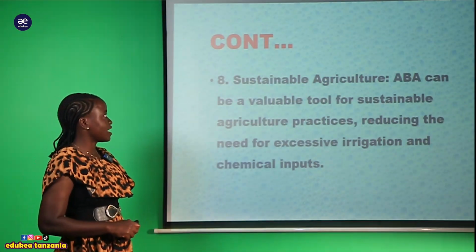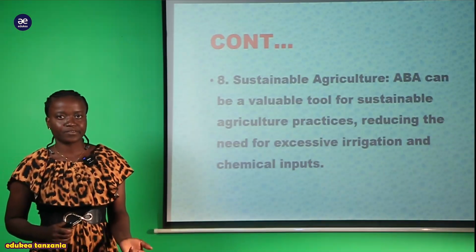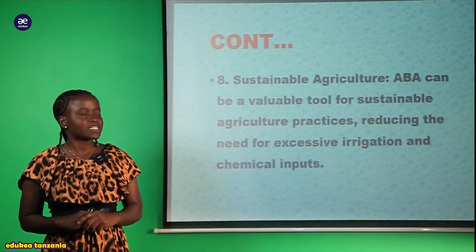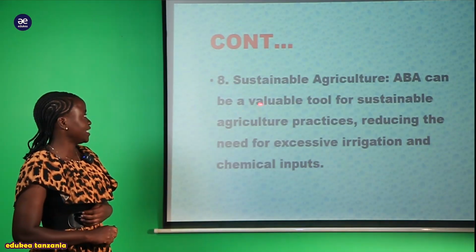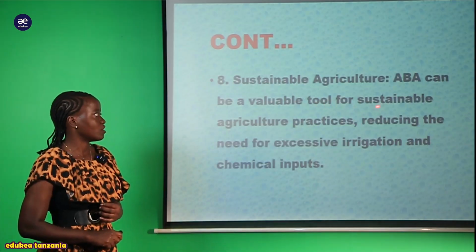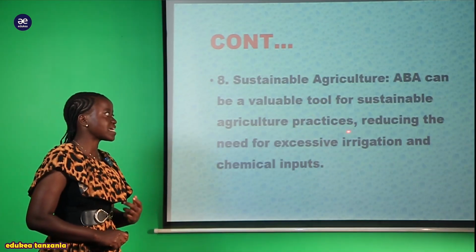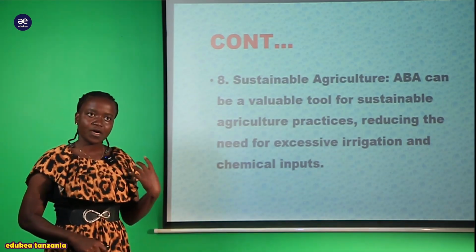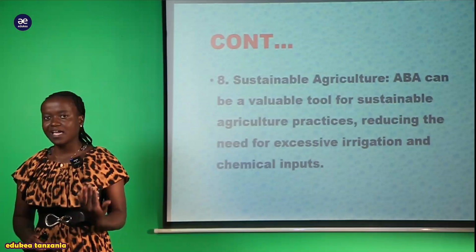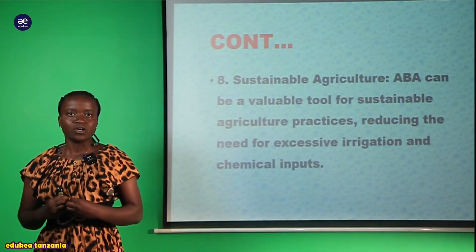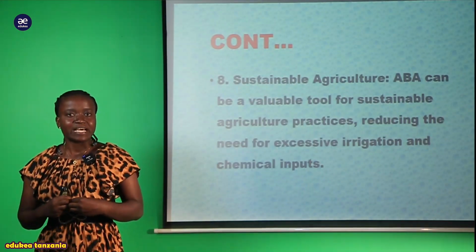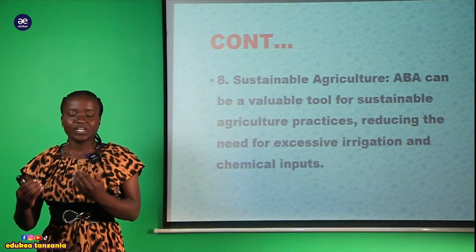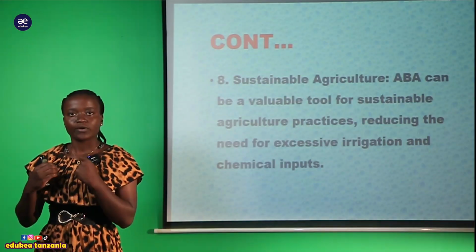Lastly, here we are saying that sustainable agriculture. With the presence of this ABA, it enhances sustainable agriculture. That is, we can say that ABA can be a valuable tool for sustainable agricultural practices and reducing the need of excessive irrigation and chemical input. So this ABA plays a crucial function within a plant, since it enhances different kinds of functions within a plant to perform well when it is faced with a stressful condition.